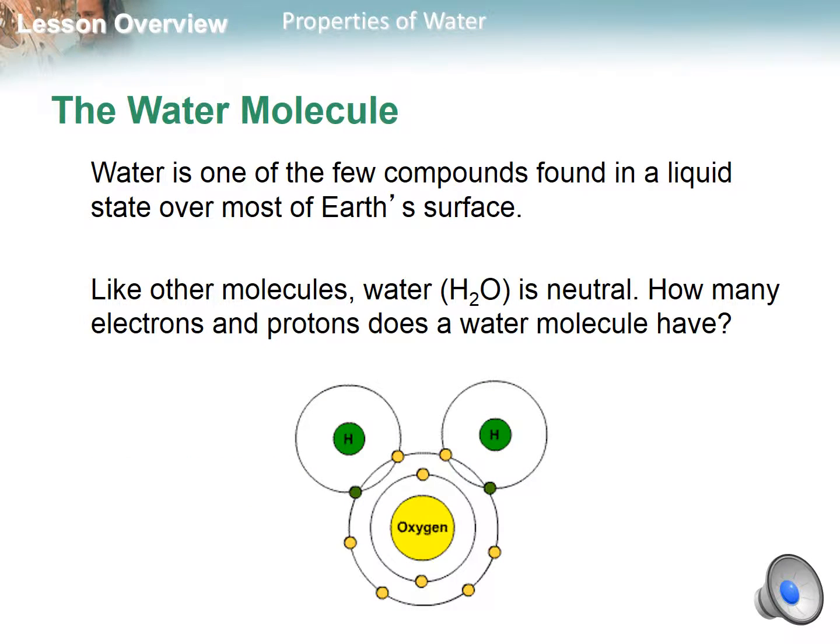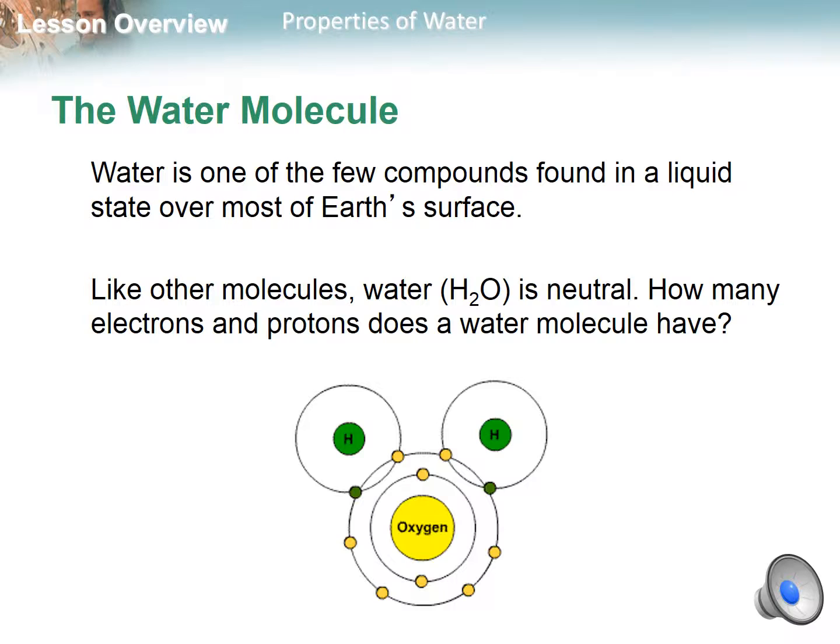Now, water is a compound and is mainly found as a liquid on Earth. There are some places where it's a solid, if you think of the North Pole and places like that, and some very hot places where it may be found as steam or as a gas. Like a lot of other molecules, water is considered neutral. So it doesn't have a positive charge or a negative charge, as far as water, the molecule itself.